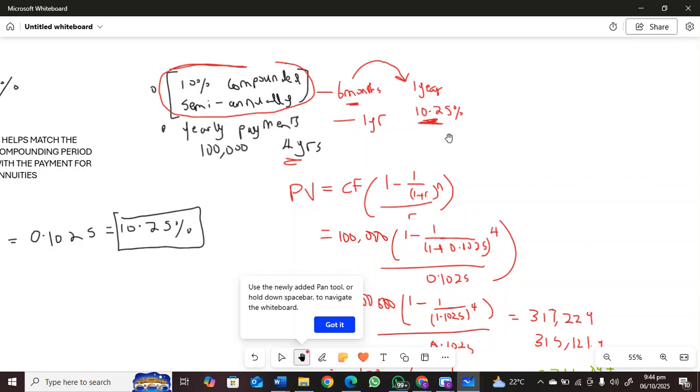No need to multiply by the number of compoundings or divide r by the number of compoundings. No need to do that, because they've been equalized now. It's like each year you're earning an interest of 10.25%. But if in the question the compounding period and the payment period are the same, then there's no need for this. That's why you now do n times the number of compoundings and R divided by the number of compoundings.